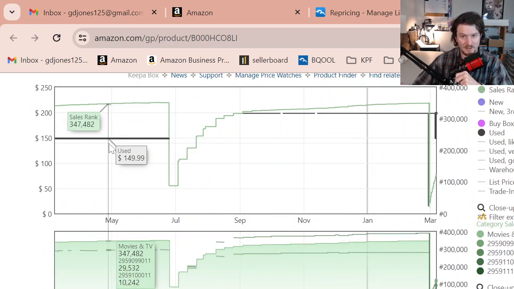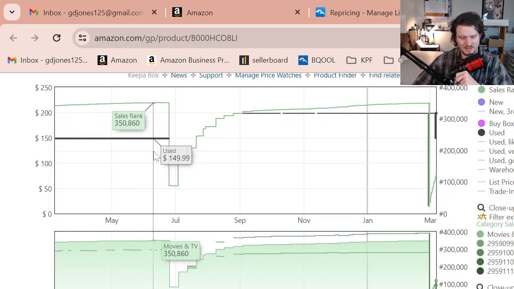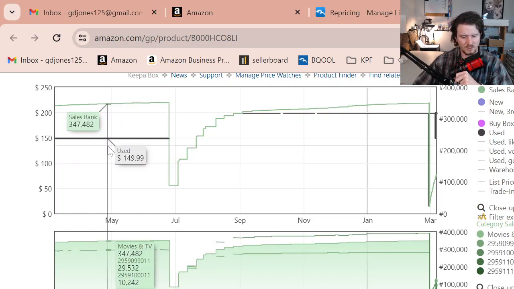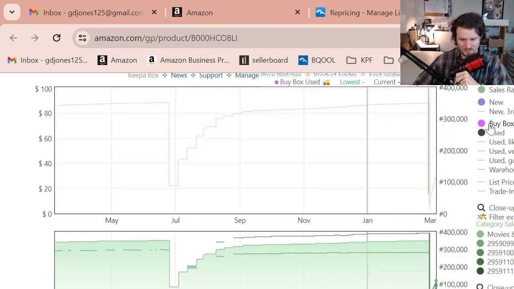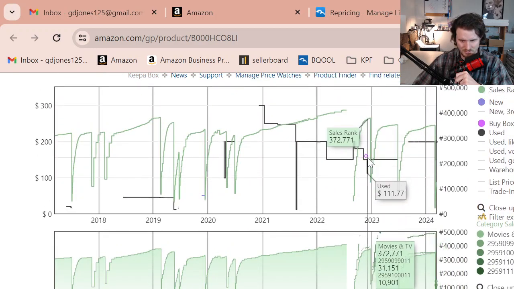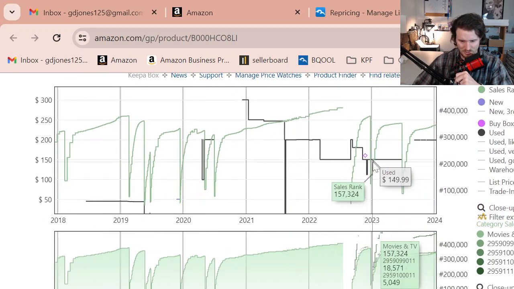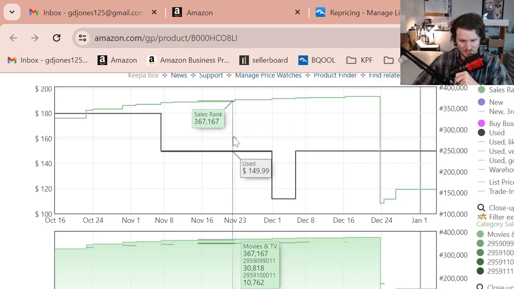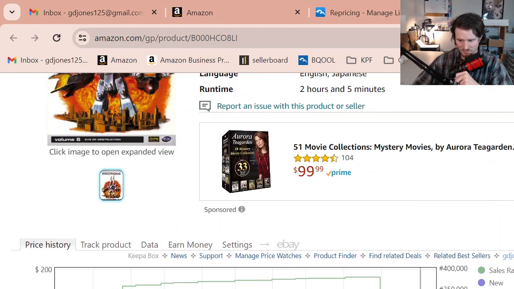So this black line here is the used price, and this is what the lowest used price is. If there was a little purple box, it would be like the buy box. So you see this little purple triangle thing right here? This is the used buy box. If there was a buy box here, it would show up right there.